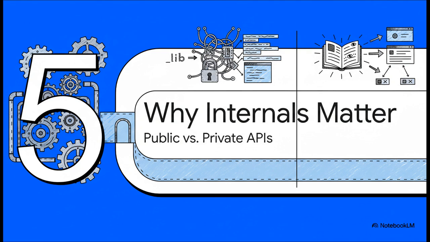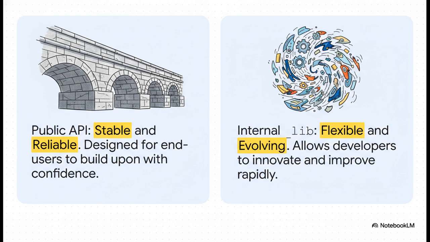All right, so after our little tour of the engine room, we can step back and really see why this deliberate separation between the public library and the internal _lib is so important. It really all boils down to this one core idea. The public API, that's the official set of tools you're meant to use, is designed to be stable and reliable. You can build your projects on it with total confidence. But the internal _lib, that's for the developers. It's designed to be flexible and constantly evolving so they can innovate like crazy on the inside.